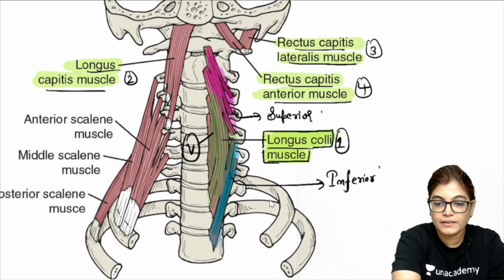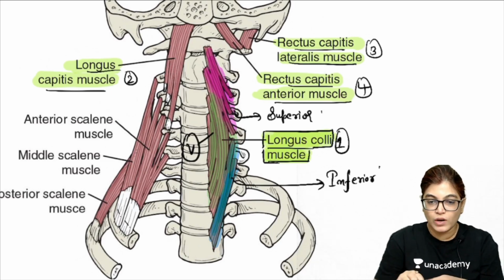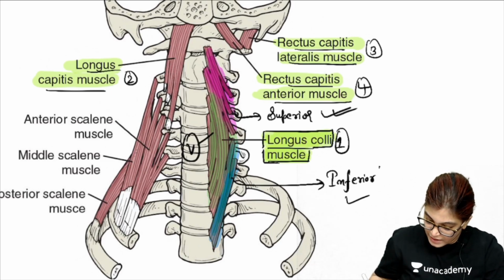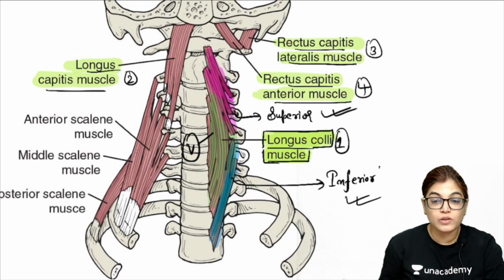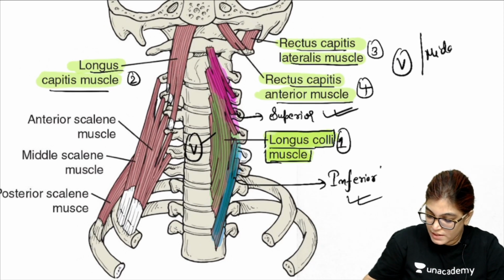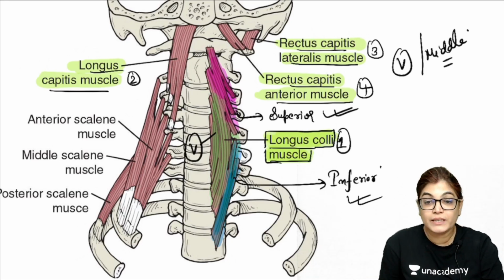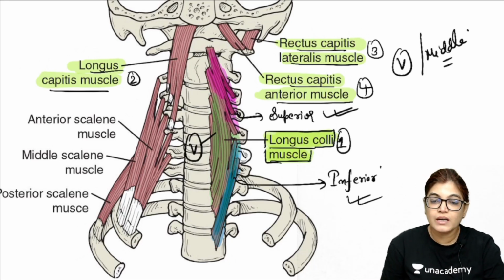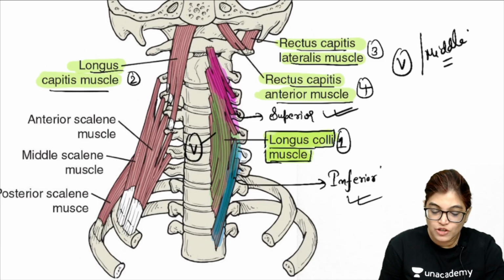So as we can see, there are three parts of the Longus coli muscle: superior, inferior and the vertical, which is also called the middle part. So V means vertical, or the middle part of Longus coli muscle. So let's start with the description of each part.